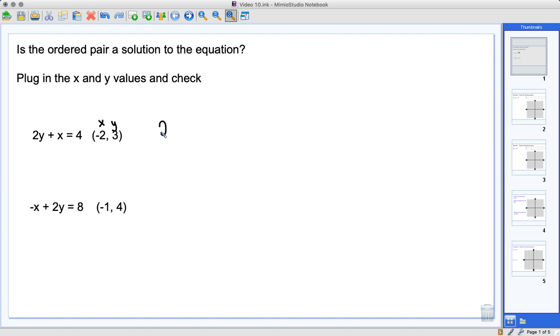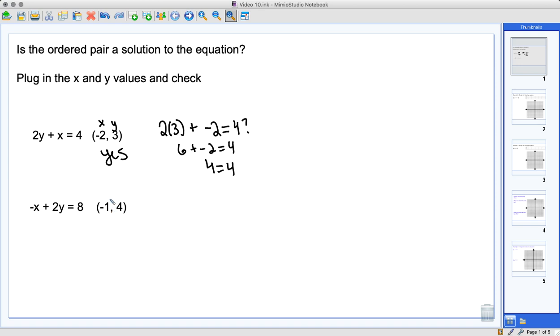So you're going to take 2 times 3, because that's your y value, plus -2. We're going to figure out if that actually does equal 4. So 2 times 3 is 6. 6 plus -2 is 4. Okay, so this point is a solution to that equation.